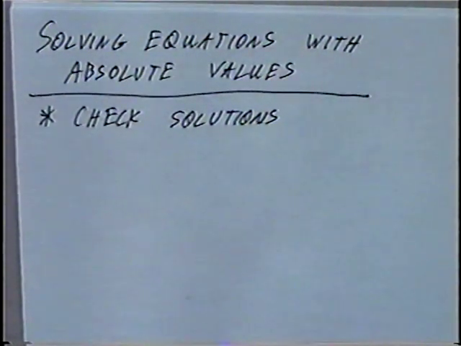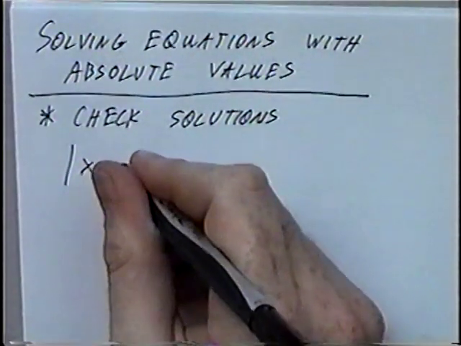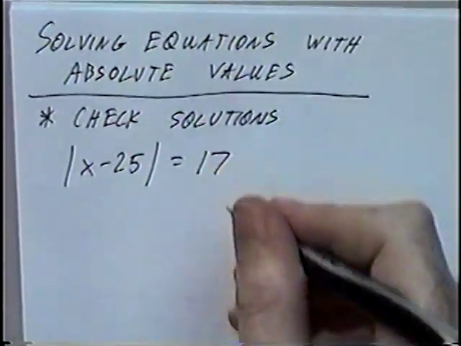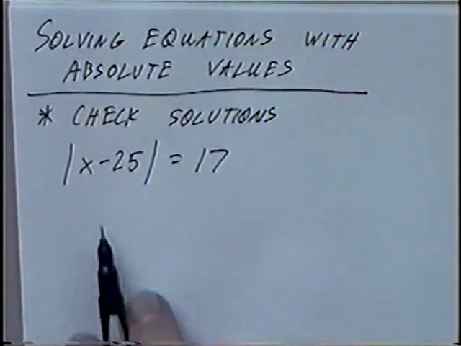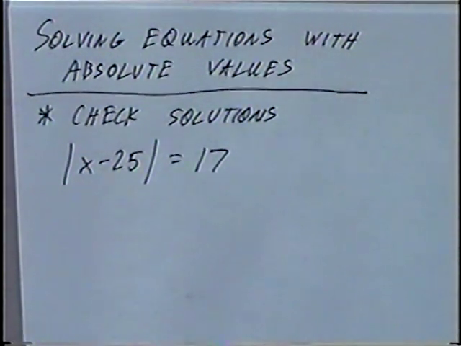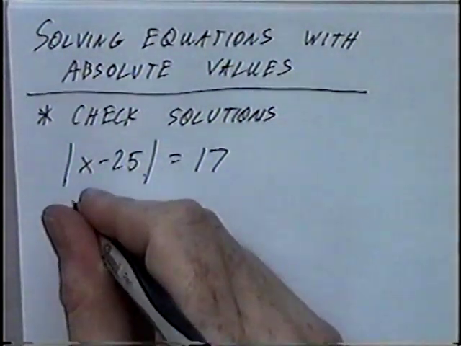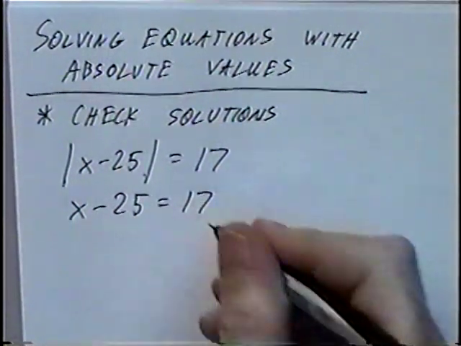The first question for the section is the absolute value of x minus 25 equals 17. To solve absolute value equations, we'll end up getting two answers or two equations. The first equation, we can remove the absolute value signs. So we just have x minus 25 equals 17.